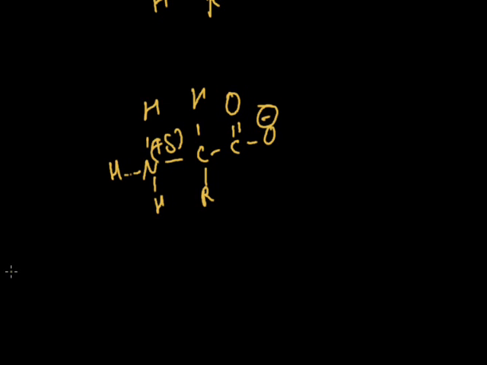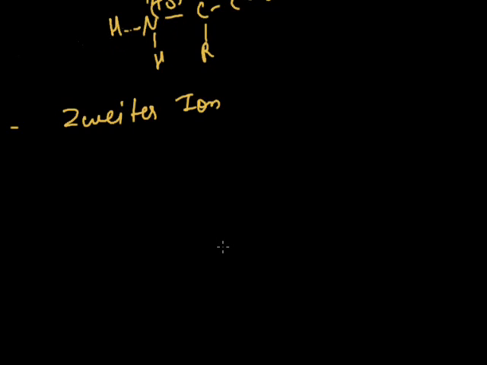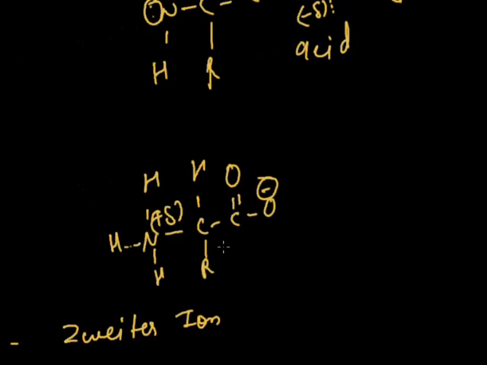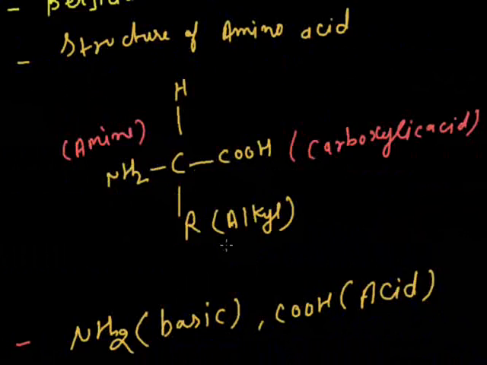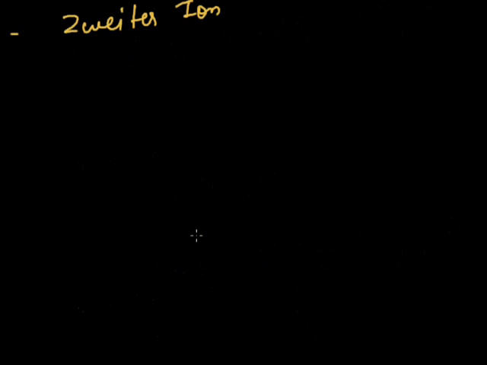So overall we can say that in this condition the amino acid will show zwitterion formation. During this zwitterion formation, the amine group will act as a base and the carboxylic group will work as an acid. Then how will two amino acid groups bond? Two amino acids will bond with the help of a peptide bond. They will all join together with a peptide bond.